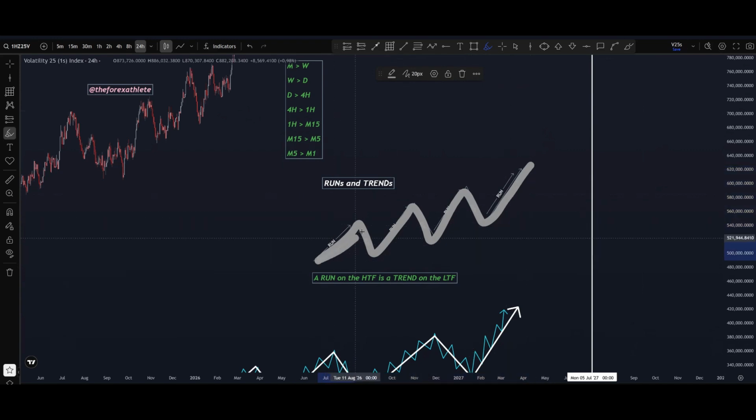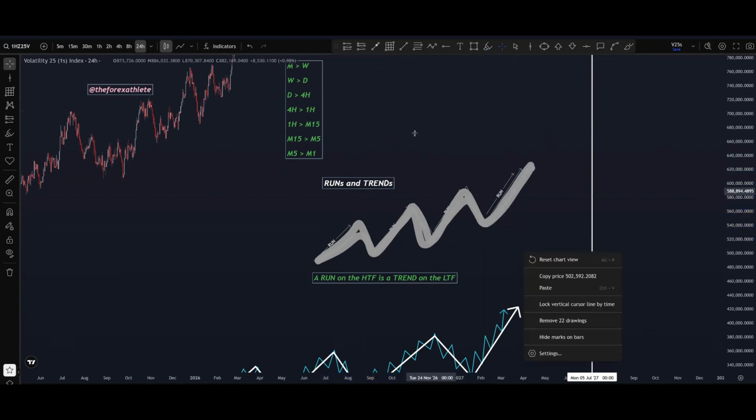The higher high is a run. It is depicted by a run. The higher low is also a run. The next higher high is a run. The next higher low is a run, and so on and so forth on the higher time frame.